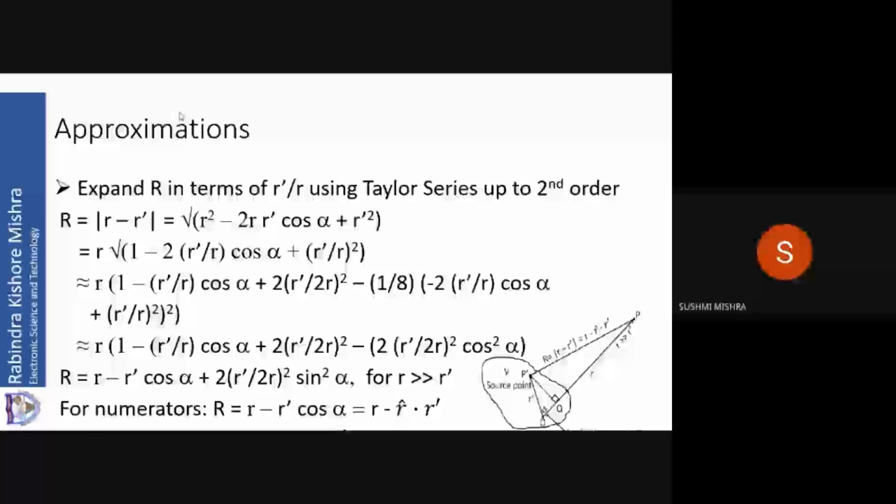For the numerator, capital R will be little r minus little r dash cos alpha, which is equal to little r minus little r cap dot r dash. Remember these two, I will justify them. Why will we take in the numerator this value, in the denominator this value? Why this inconsistency for numerator and denominator? That I will justify right now. So we'll go to look at the justification of the approximation that we have made up to now.